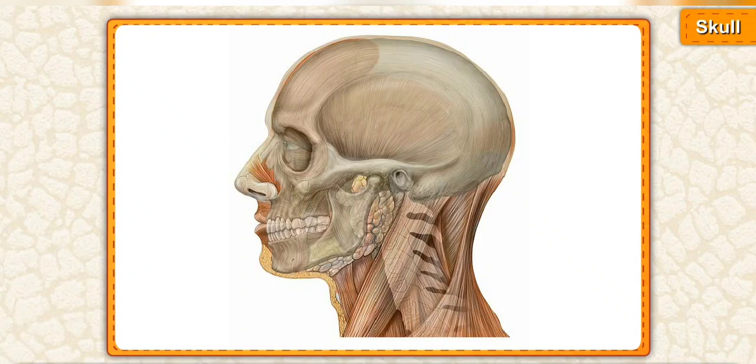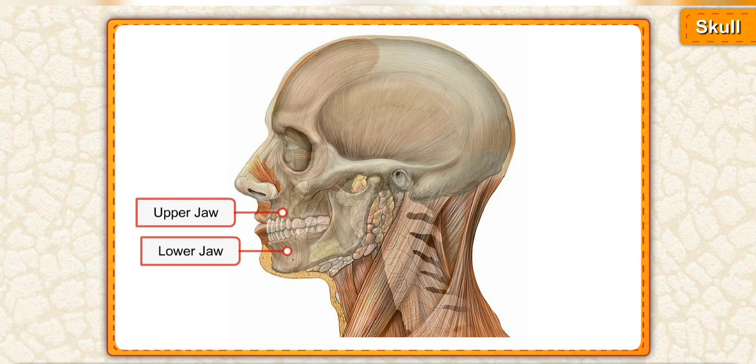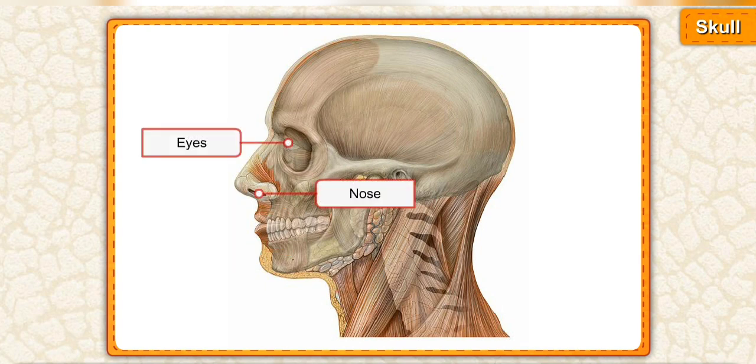Skull. The skull is made up of 22 bones. There are 8 flat bones interlocked together which give shape to the head and protect the delicate brain. There are 14 bones that make up the face. Only the lower jawbone is movable in the skull. The movable lower jawbone helps us to talk and eat. The upper jaw and lower jaw have teeth. The skull also has holes for eyes and nose.